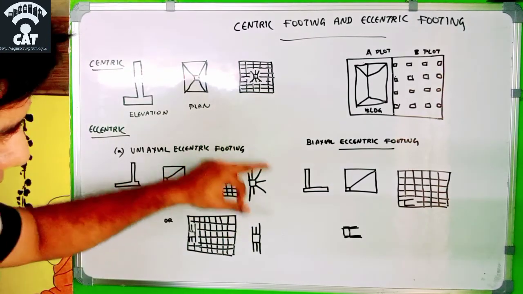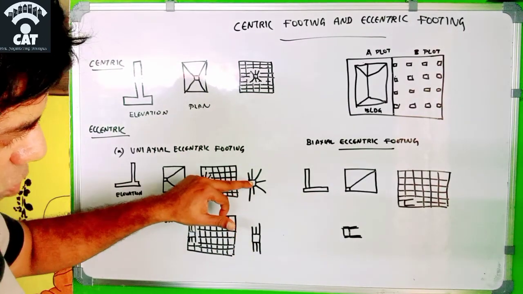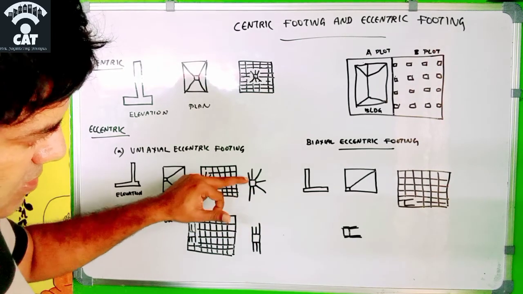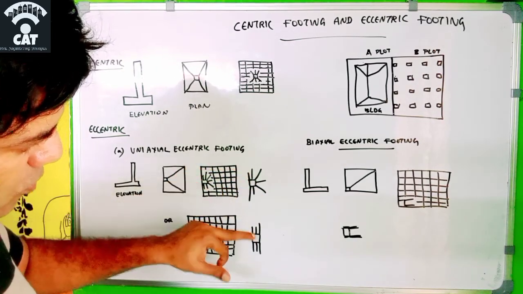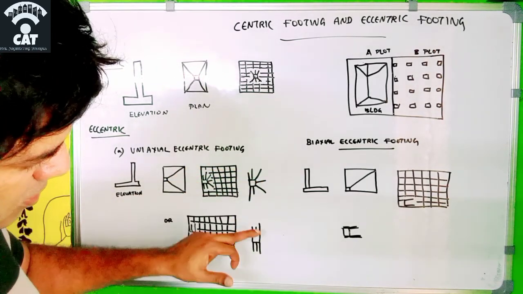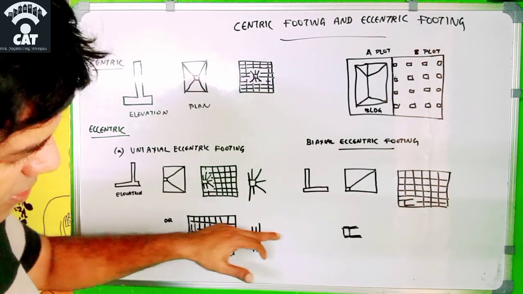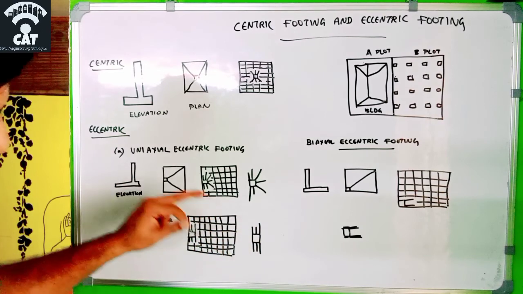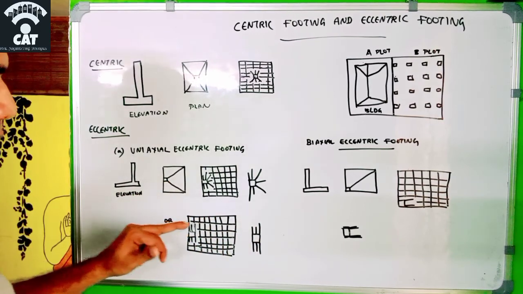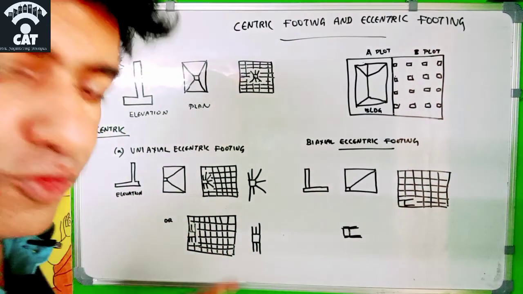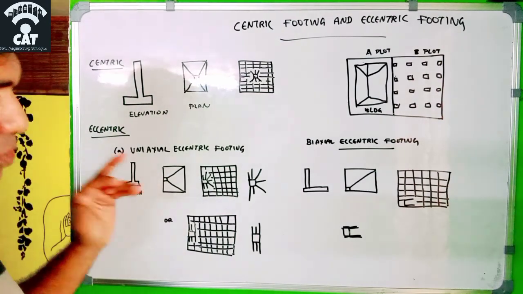Here it is a highlight of that reinforcement. This is the column, and this will go like this, like this. It can go the other way also. This way also it can go. From the column, the reinforcement can go like this and like this. There is no reinforcement on this side. That also can be possible in this uniaxial eccentric footing.